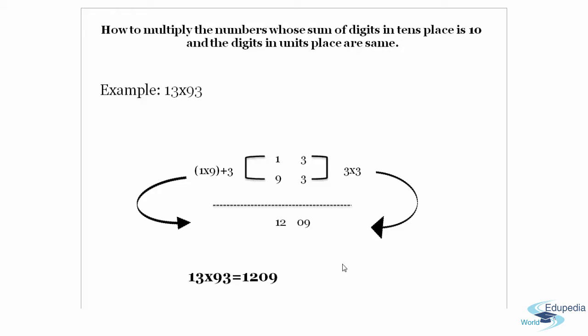So guys, this is how to apply the technique when you get numbers whose tens digits sum to 10 and whose units digits are the same. I hope you have understood pretty well how to apply the technique and have enjoyed the class.